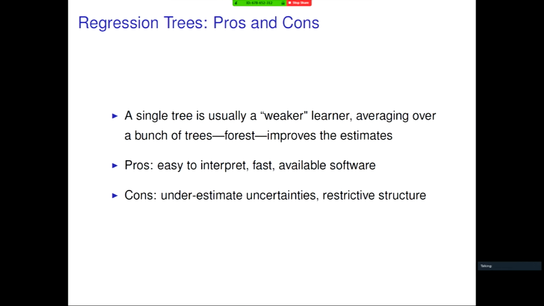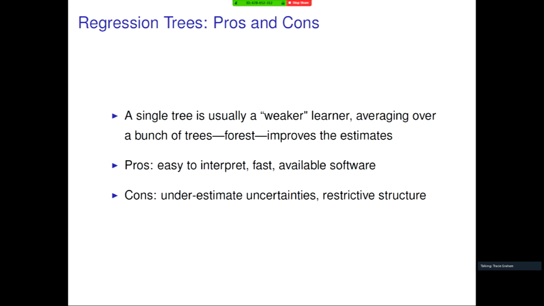I'm not going into technical details. The key is, as I mentioned earlier, a single tree is usually a weak learner. You can grow one tree, then average over a bunch of trees, and you get the forest, which usually improves the estimate. So this is all tree-based methods, and they all have pros and cons.